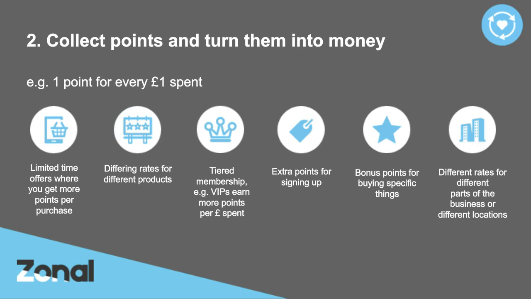For example, you can give limited time offers when you get more points per purchase. So thinking about if you want to attract diners earlier, so between 5 p.m. and 7 p.m., where you know that traditionally you're quiet, you could offer double points. You could differ the rates for different products, so double points on certain items that you want to sell more of. You can do tiered membership, so VIPs could earn more points per pound spent. And extra points as and when you choose to run sign-up programs.